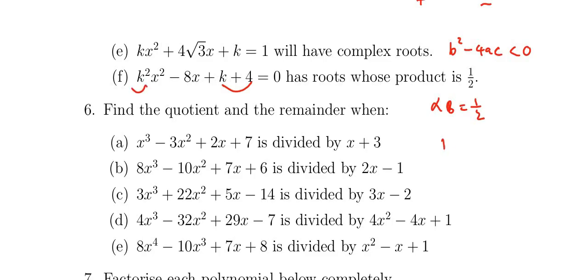So you know to say your C is K plus what? 4, right? Then your A is simply K squared. This should give us a half. That's what they're saying. That's a product, right? Product alpha times beta is always C over A. So your C over your A should give us half.